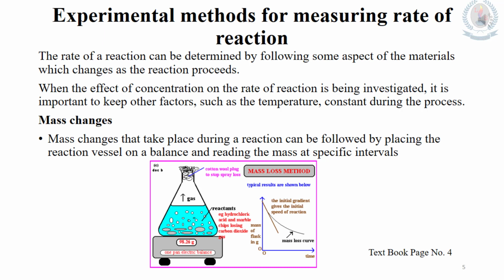First method, mass changes. Mass changes that take place during a reaction, it means before the reaction and after the reaction, can be followed by placing the reaction vessel on an electronic balance and reading the mass at specific intervals.